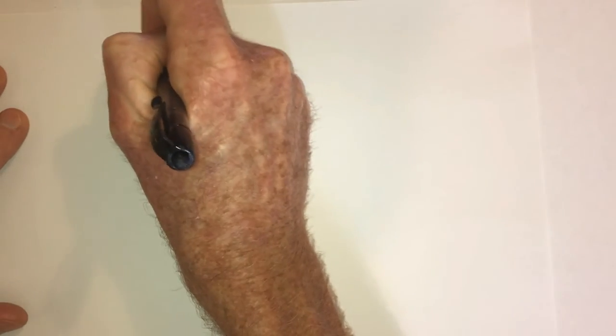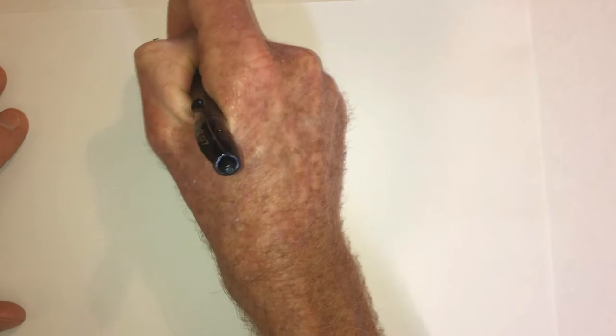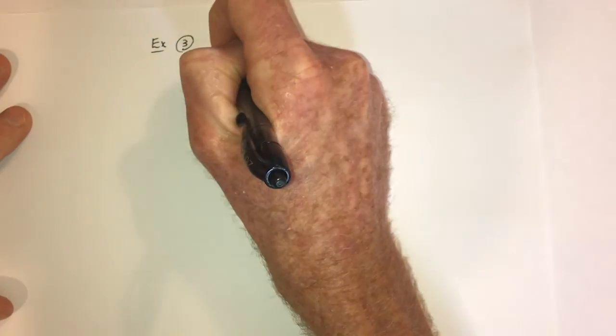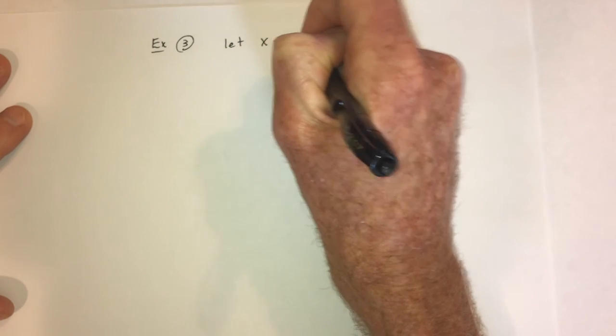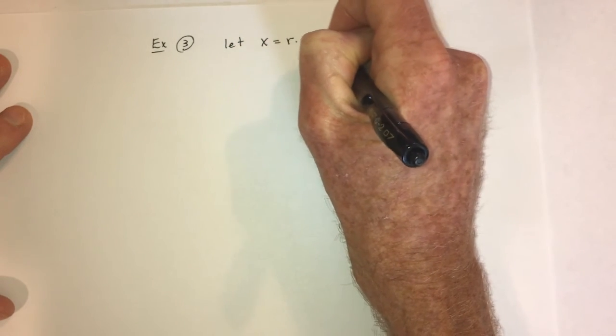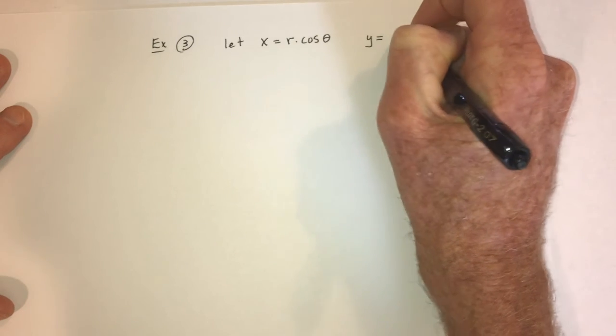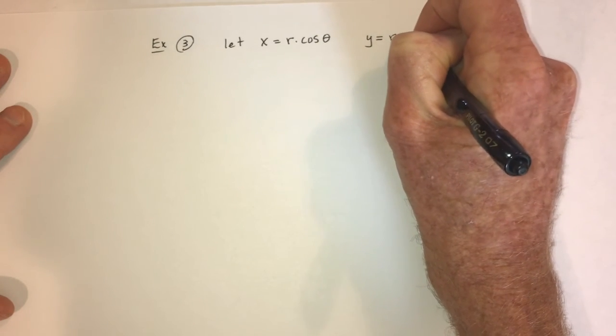Now, yes, there's more. I know you're excited. For the next example, which feels like number 13, but it's actually only number 3, suppose that you made this substitution. You decided, I'm going to do this substitution that x is equal to r times cosine theta, and y is equal to r times sine of theta.